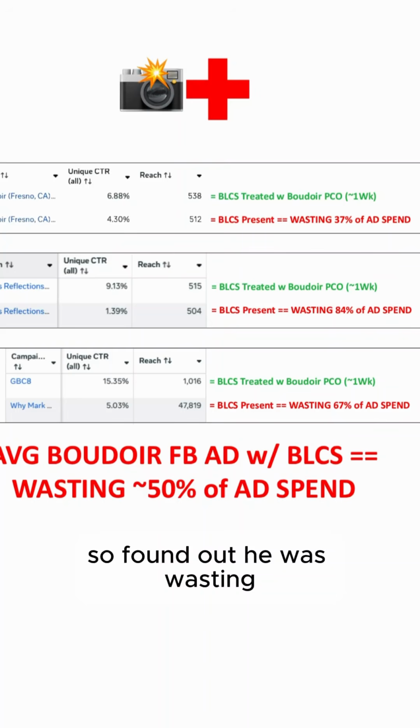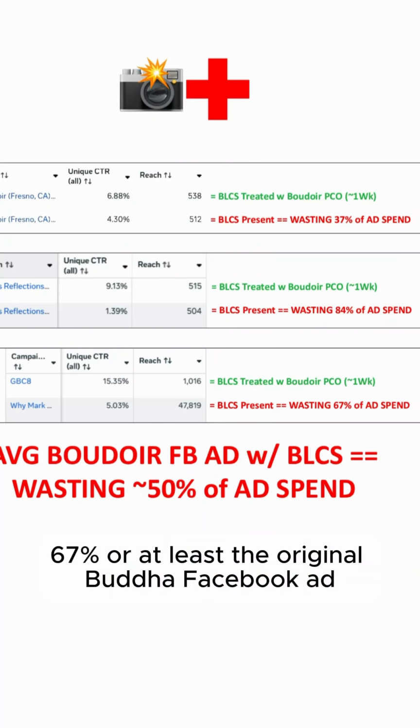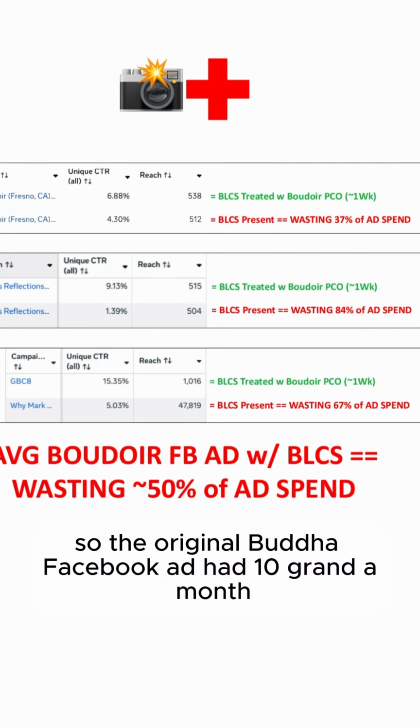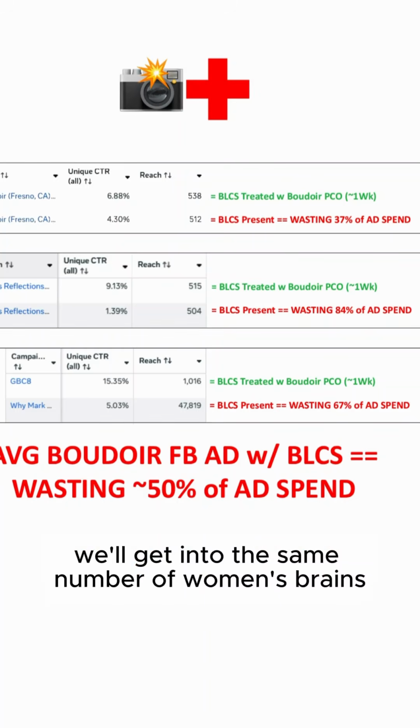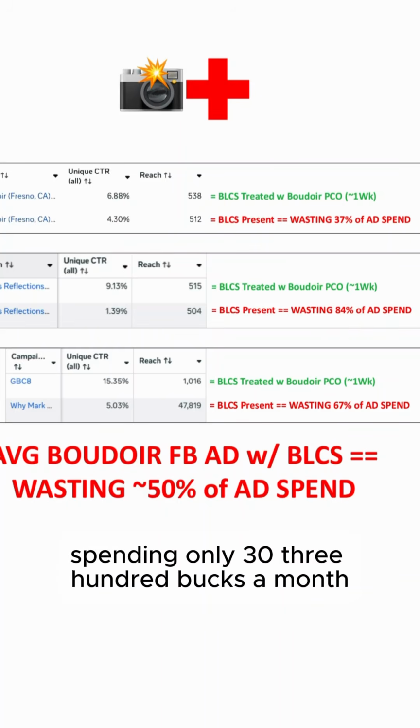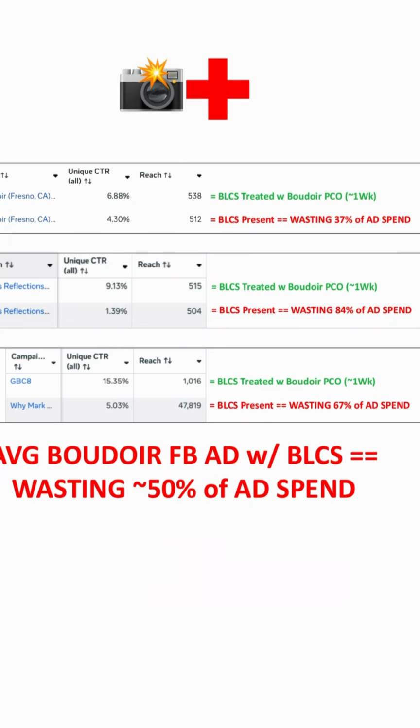So found out he was wasting 67%, or at least the original Boudoir Facebook ad was wasting 67% of ad spend. So the original Boudoir Facebook ad had 10 grand a month. We'll get into the same number of women's brains as the Boudoir Pico treated ad, spending only $3,300 a month.